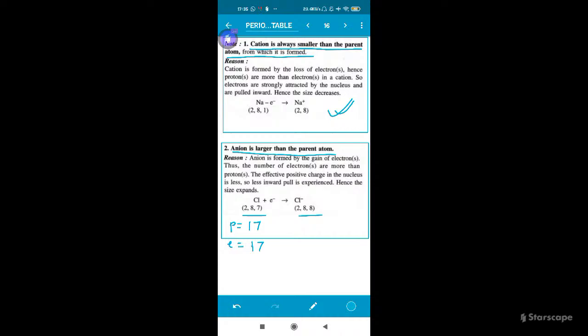But when it gains one more electron, what happens? How many protons are there? Protons are not changing, they remain 17 itself, but the number of electrons becomes 18. So in this case, which particle has the larger ability? Obviously the electron. The protons are less in number, so the positive charge of the nucleus, or the nuclear charge, is less. So the protons are not able to pull the electrons or the shells towards itself. As a result, instead of shrinking, the atom becomes a little larger.